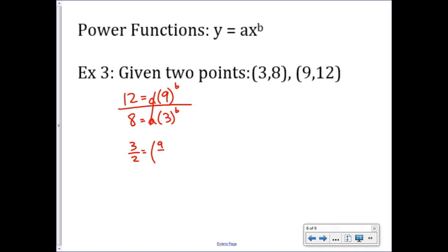And then I have 9 over 3 to the b. Well, 9 divided by 3 does reduce, so I have 3 halves equals 3 to the b power. Since they're both raised to the b power, I can divide those and simplify. So from there, we're going to have to go into logs. So I have the log of 3 halves base 3 is equal to b when I switch that around. So probably going to need to use change of base, and you can write this as log of 1.5 if you want.